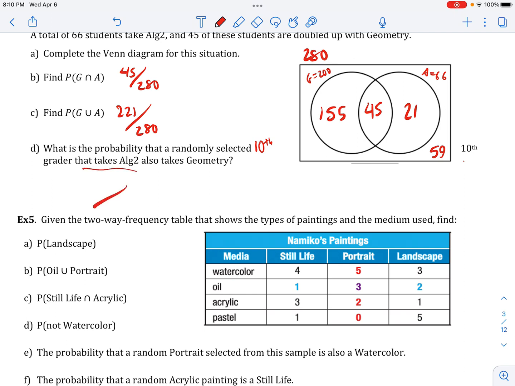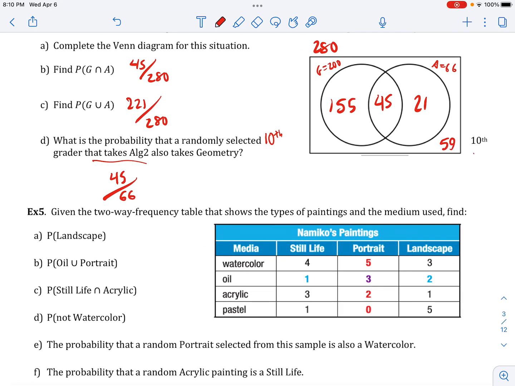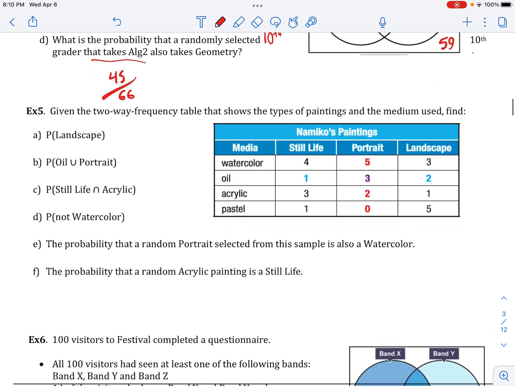Okay, what's the denominator now? If you take Algebra 2, you are in the club of 66. How many of those people also take geometry? Again, I think it's helpful to do the denominator first. It focuses our attention on this new sample space, where we're looking to find our numerator as a subset of, and it's out of that 66.